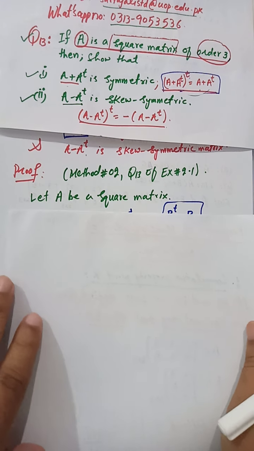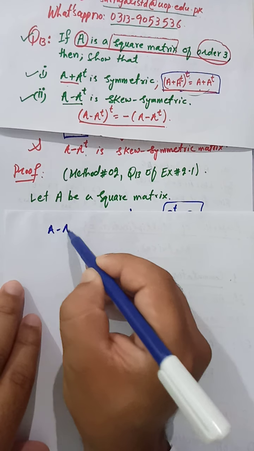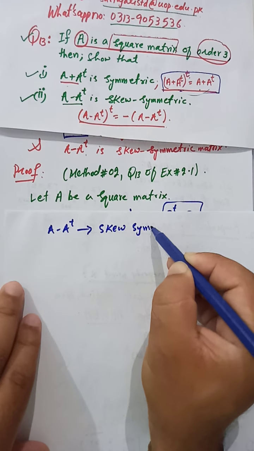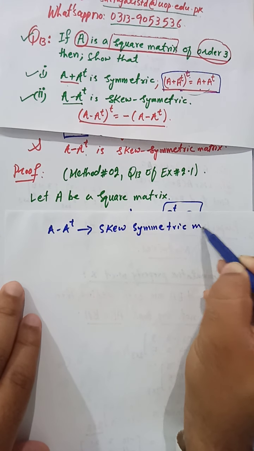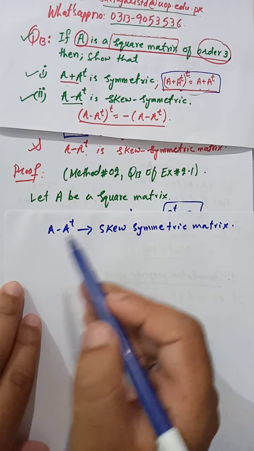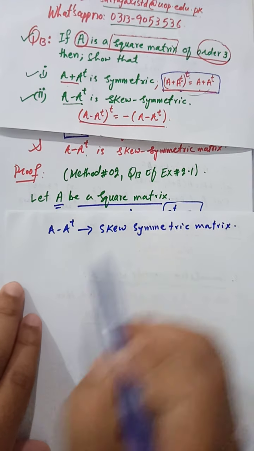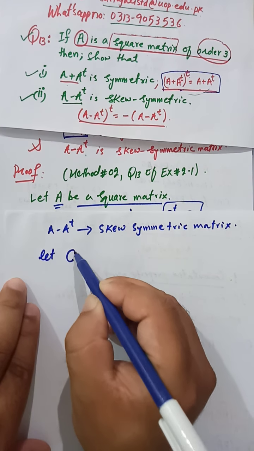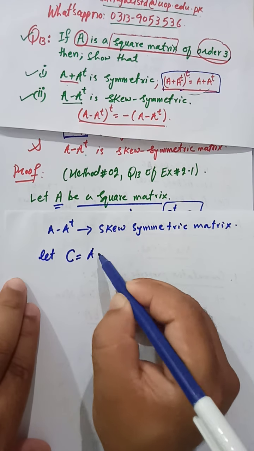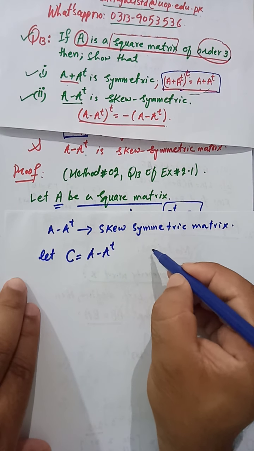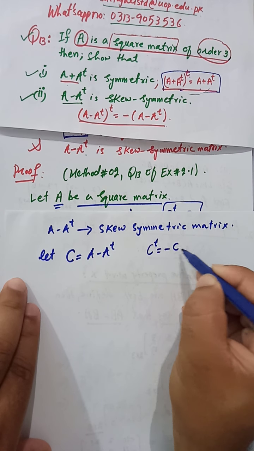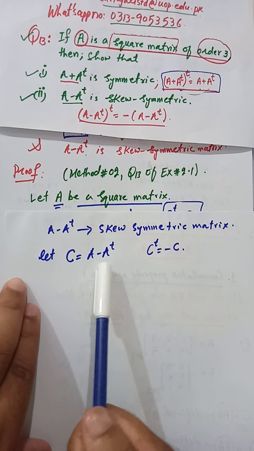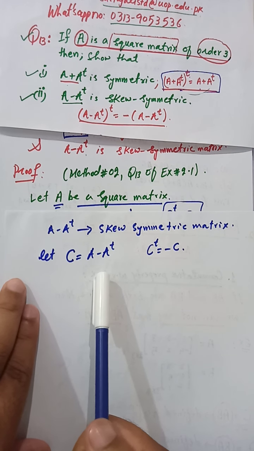Now to show A minus A transpose is a skew symmetric matrix, for that, consider A to be any square matrix, and let us denote this matrix by C. So C is equal to A minus A transpose. My target is to show that C transpose is equal to minus times C. Then C is said to be skew symmetric, and C is equal to this. So then we say that this A minus A transpose is said to be a skew symmetric matrix.